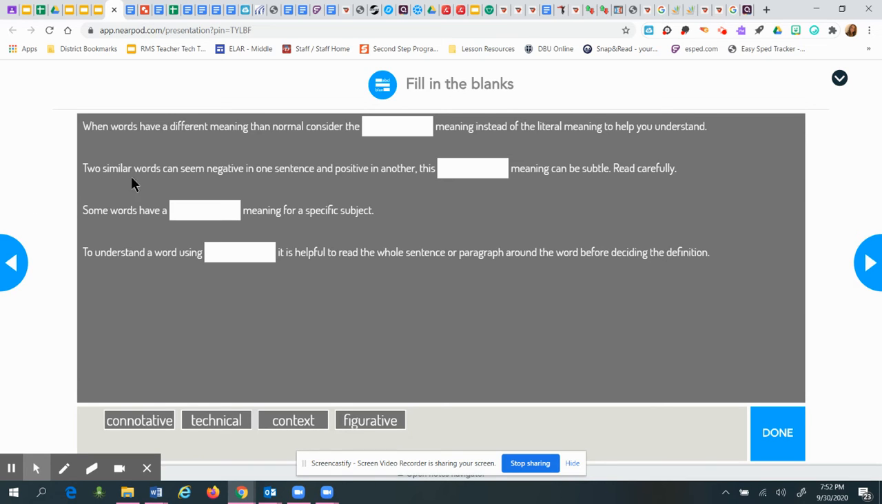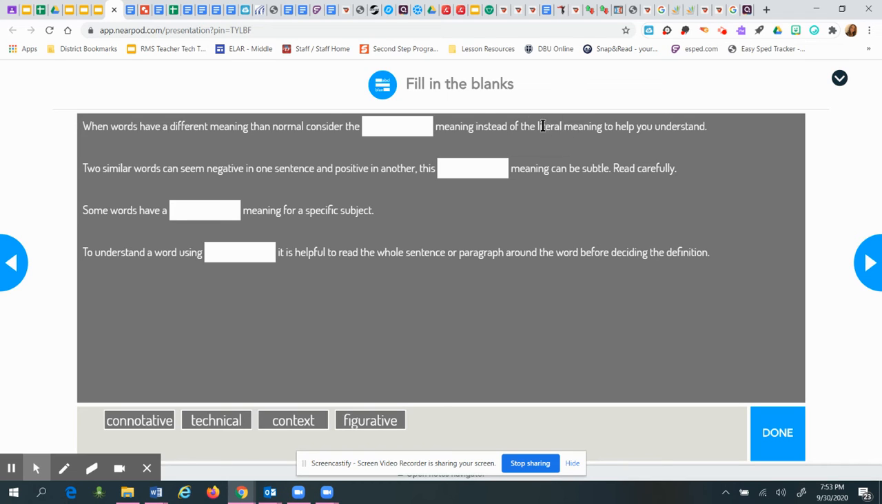This one says, two similar words can seem negative in one sentence and positive in another. This blank meaning can be subtle. Read carefully. Some words have a blank meaning for a specific subject. To understand a word using blank, it is helpful to read the whole sentence or paragraph around the word before deciding the definition.